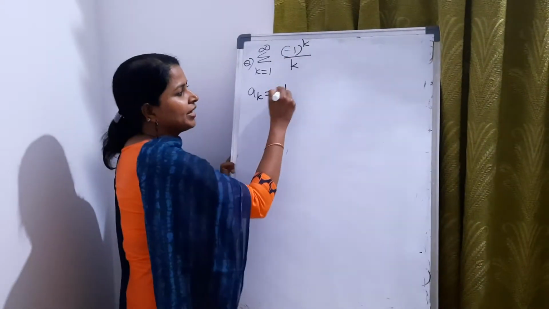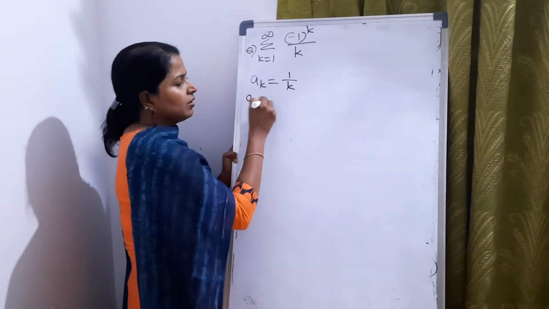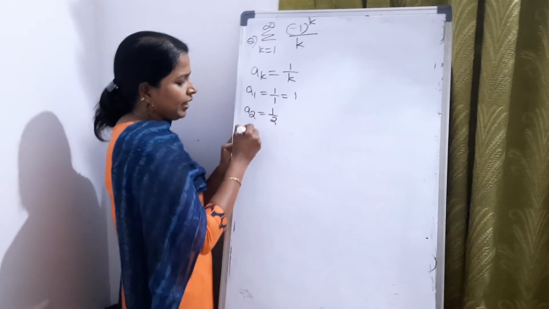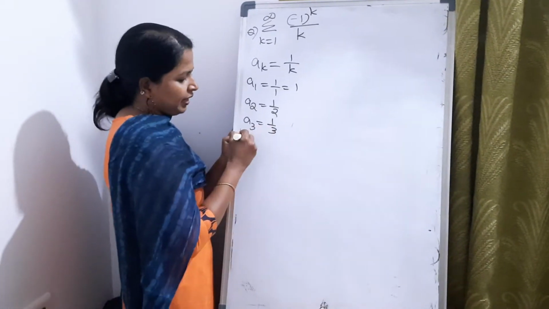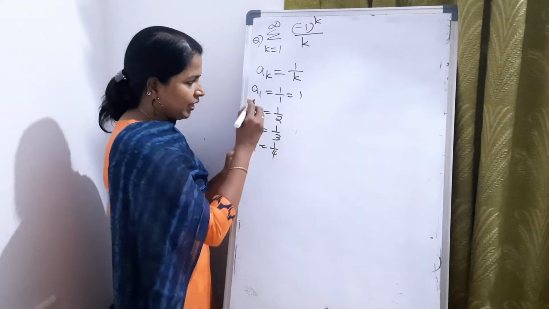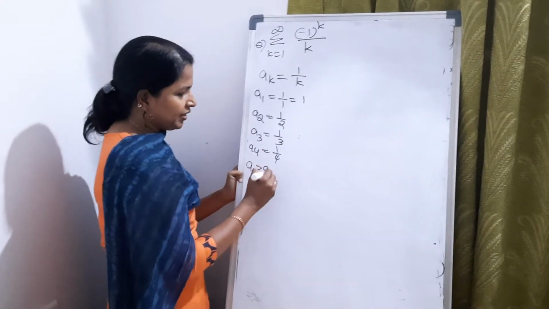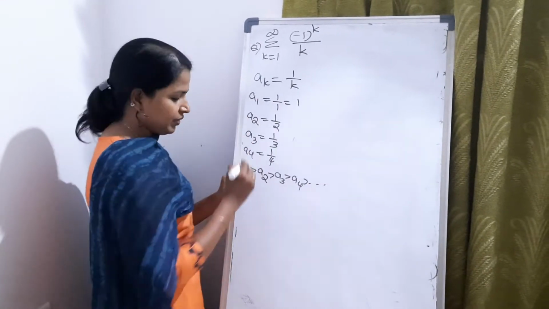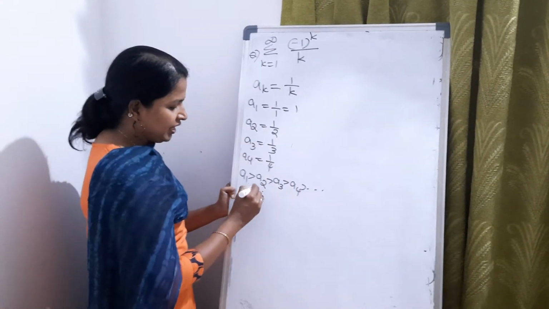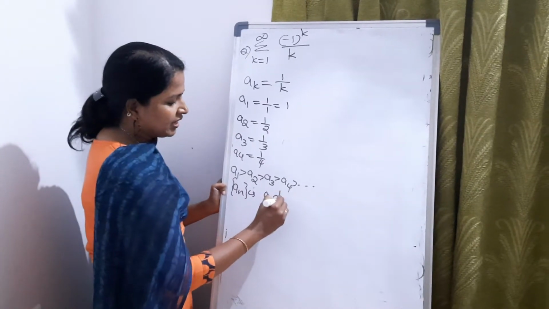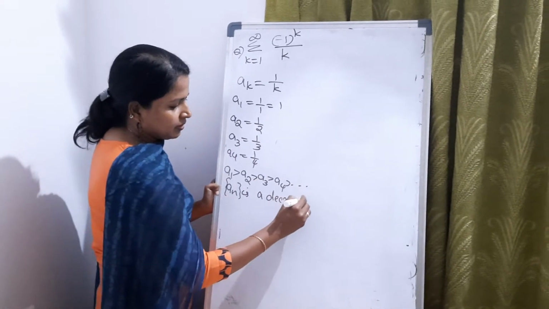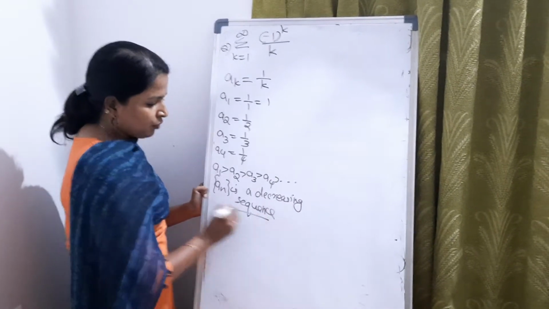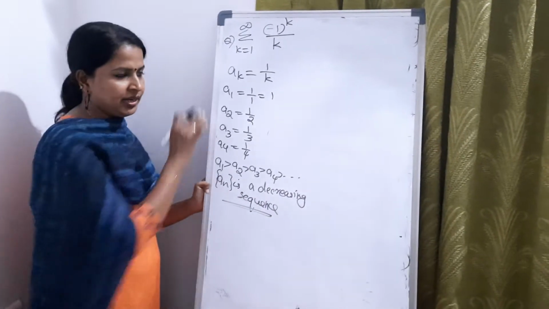a_k is 1 by k. Then a_1 is 1 by 1, a_2 is 1 by 2, a_3 is 1 by 3, a_4 is 1 by 4. That is, a_1 is greater than a_2 greater than a_3 greater than a_4, etc. That is, a_n is a decreasing sequence. So the first condition is satisfied in the Leibniz test.